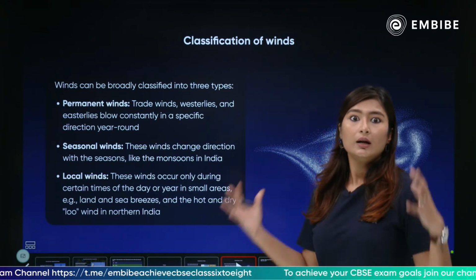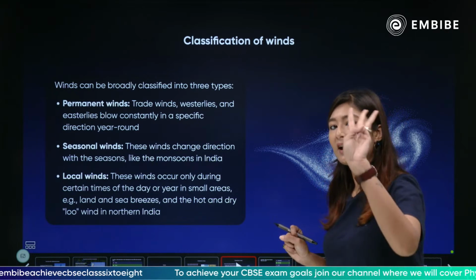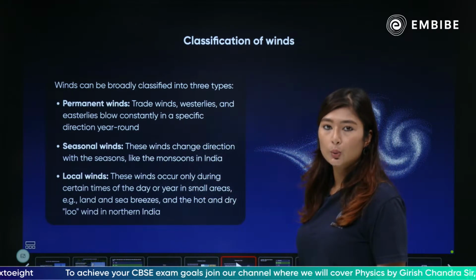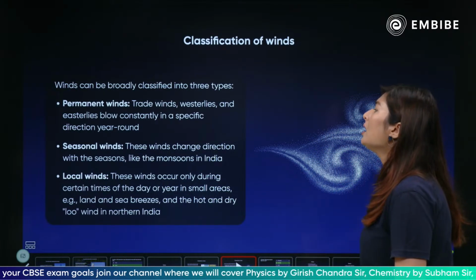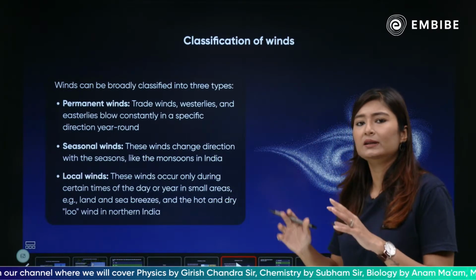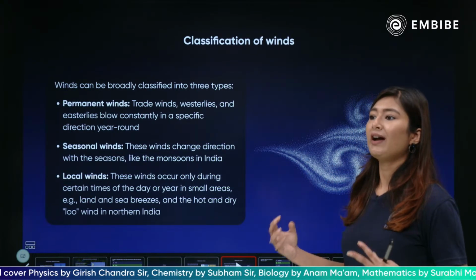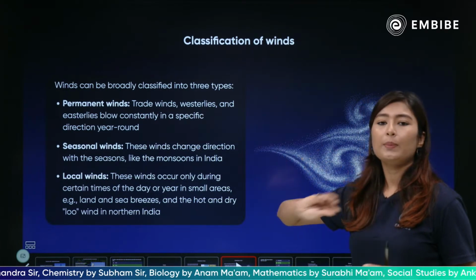It can be pleasant, it can be scary. So we divide it into 3 kinds: permanent winds, seasonal winds and local winds. Permanent, even the name is enough for us. These are the winds which are there and will always be there in those particular periods of the year. यह वो हवा है जो हर साल उस वक्त में उस जगह पे ज़रूर बहेगी.